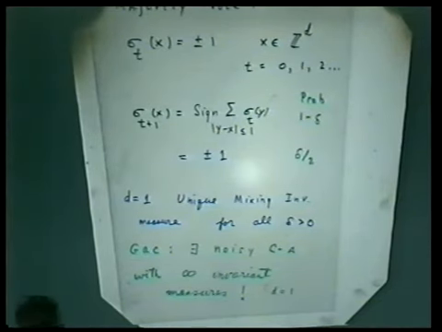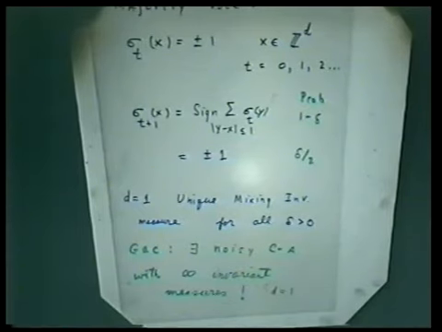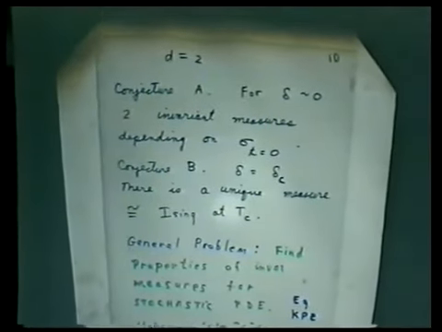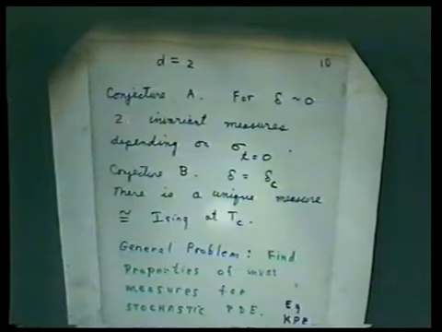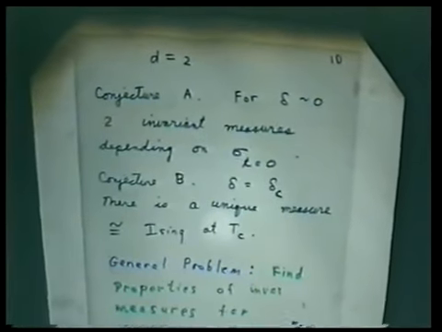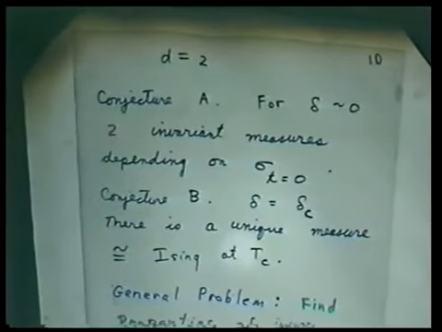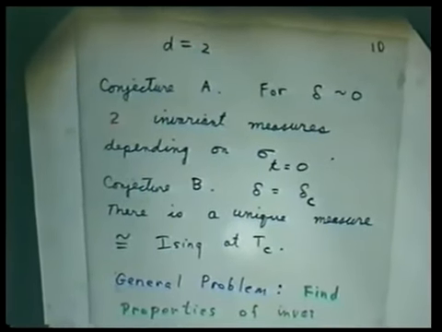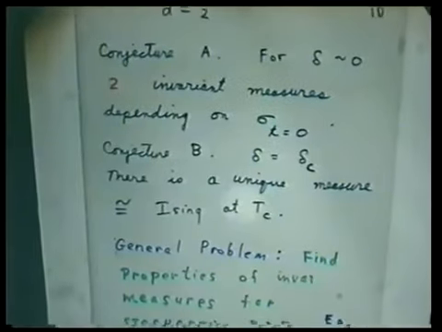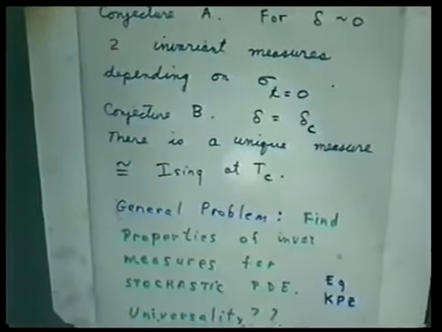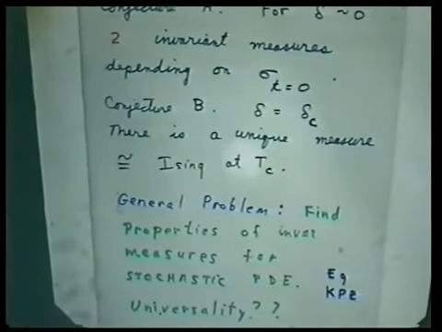So now let me go to 2 dimensions. For delta small, the conjecture is there are 2 invariant measures. This is still not known as far as I know, except in very special cases of specially adapted noise. So that depends upon the initial conditions. You get 2 invariant measures which are sensitive to your initial condition. All pluses remain plus, all minuses remain minus.